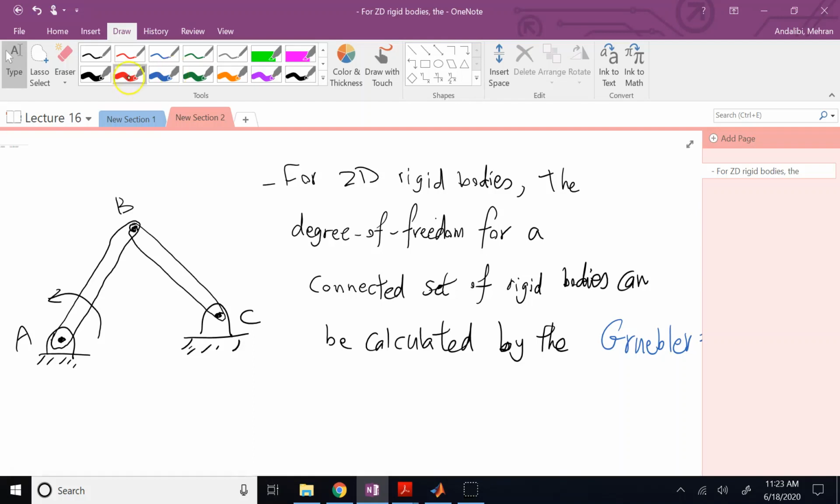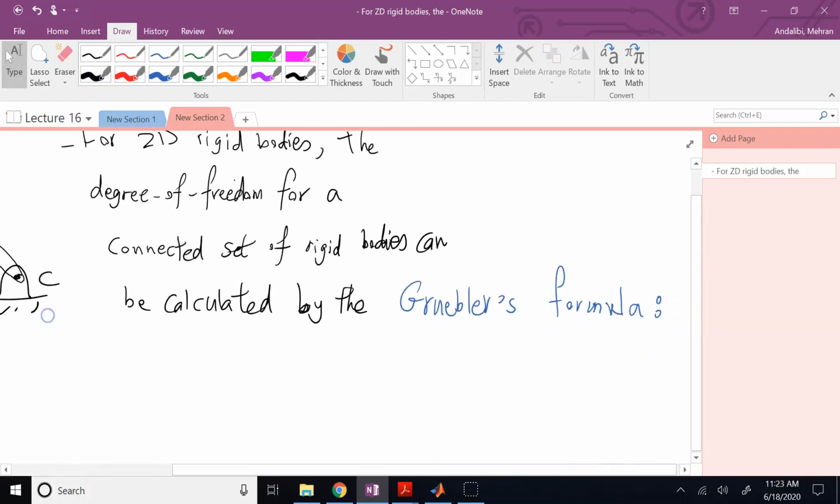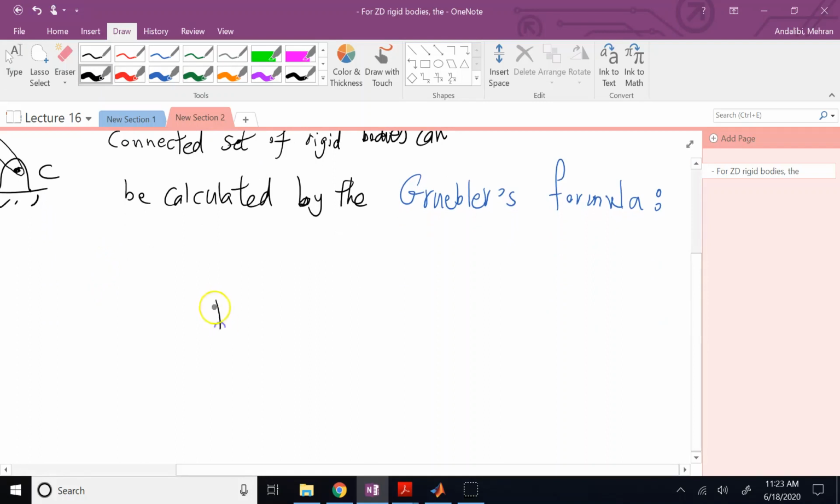So if you have, in general, n rigid bodies, then you can show that the degree of freedom for the whole set is equal to 3 times n, where n is the number of rigid bodies, and then minus 2 times r, and then minus 1 times c. It doesn't matter how you call it.